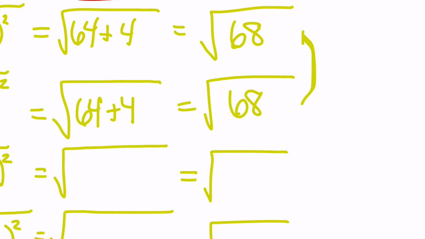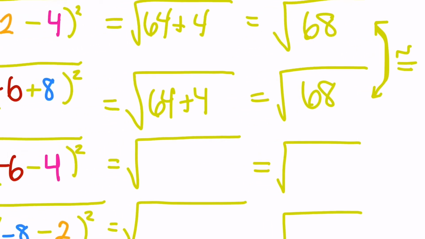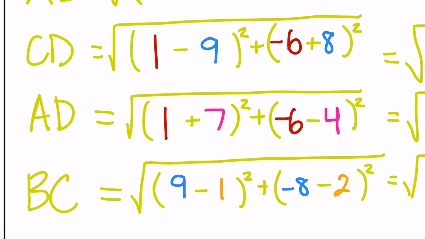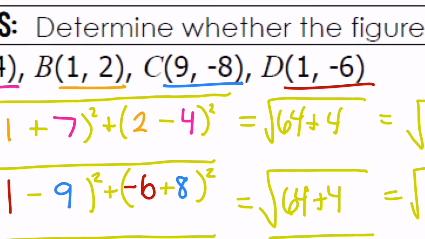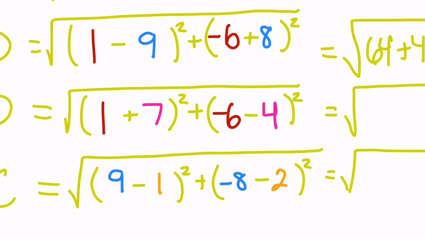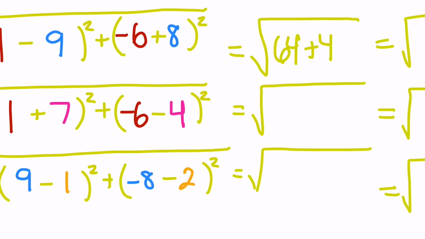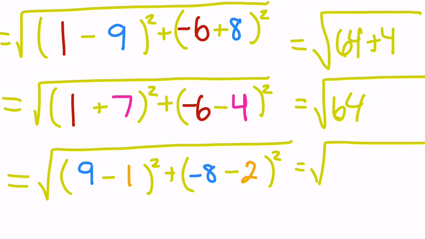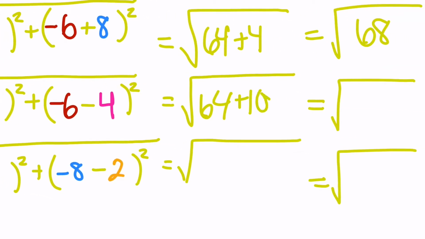Since these are congruent, we're on the right track. However, we have to prove that both sets of opposite sides are congruent. So now we need to look at side AD and side BC. For side AD, I'm using points A and D that I color-coded there. 1 plus 7 is 8 squared, which also gives me 64. And then negative 6 minus 4 gives me negative 10, so 10 squared is 100.